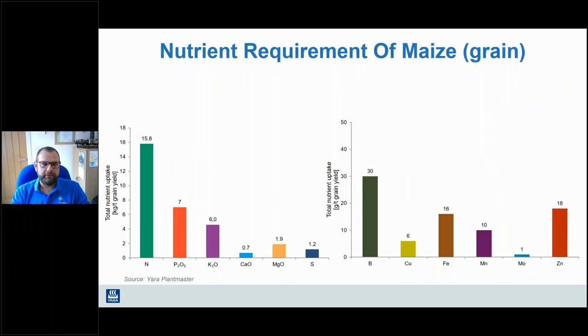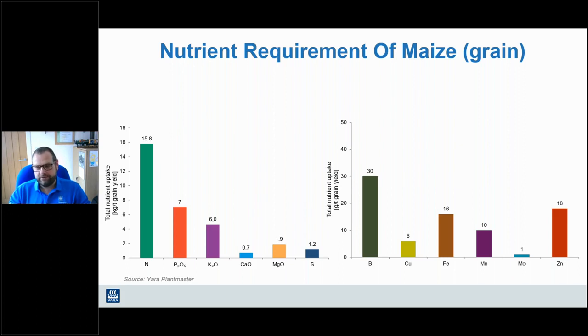Again, when we go back to basics, when we look at the nutrient requirements, this is kilograms on the left, kilograms of nutrient required per ton of grain yield. So this is grain maize, and you can see with something like nitrogen, it's 16 kilograms of N per ton of yield. Something like phosphate, it's 7. On the right hand side, we have the micronutrients. So something like zinc I just spoke about. Yes, it's important, but it's worth pointing out it's only required in grams per ton, much less.